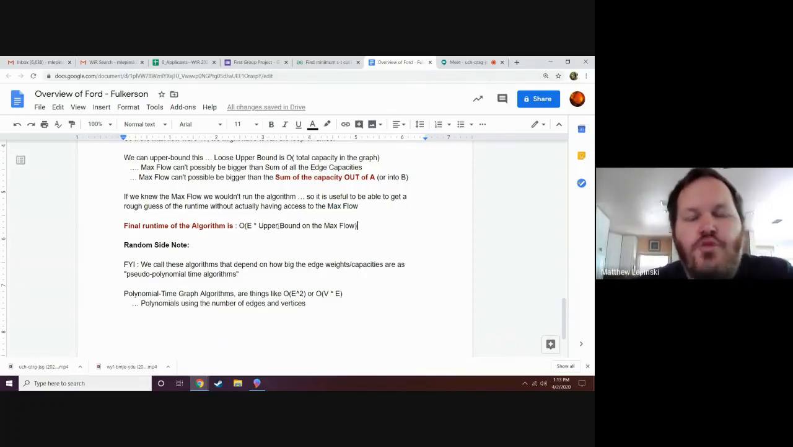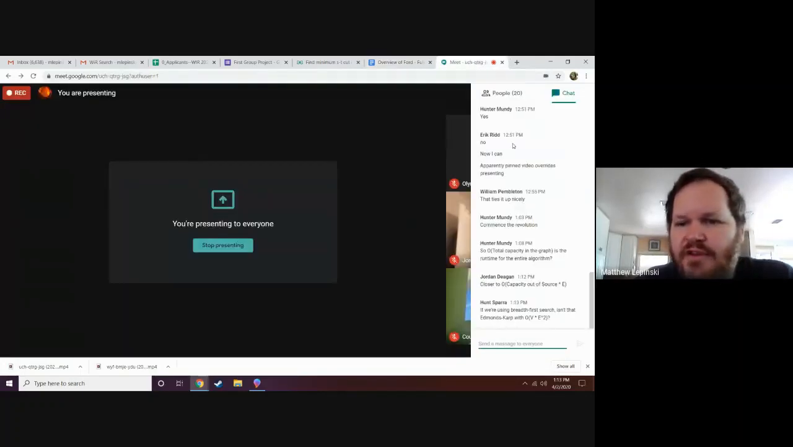If you look at a graph, you probably don't immediately know the max flow. So usually we use something like adding up all the numbers coming out of A and use that in your big O, because big O is just an upper bound. So it's going to be E times some upper bound on the max flow. Okay, sorry about that.